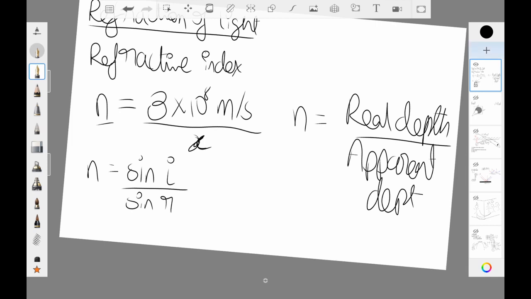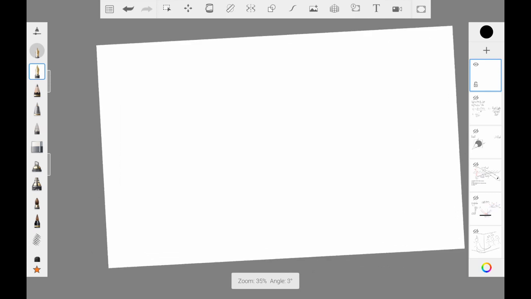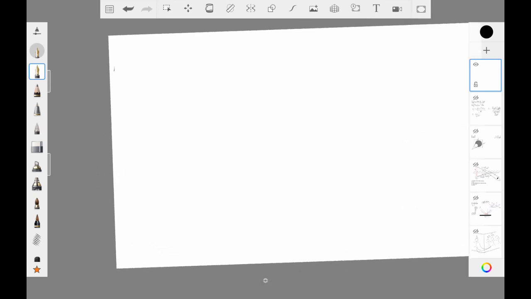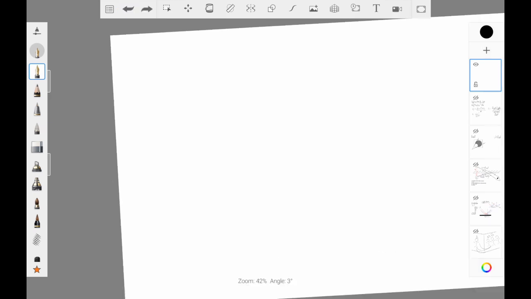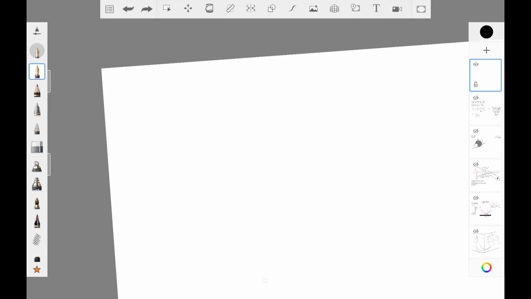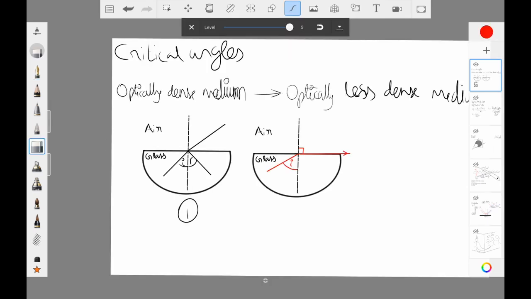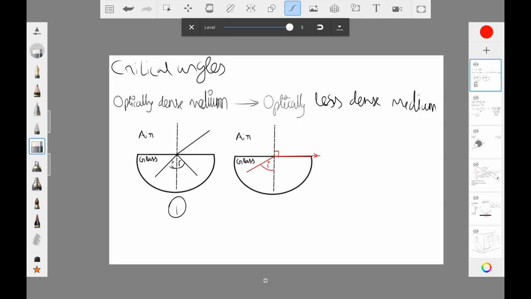Now we can come to the second, more complicated part, which has to do with refraction of light, something called critical angles, and consequently this will also help you learn about something called total internal reflection. Right, so critical angles. Critical angles are only really considered when light is traveling from an optically dense medium such as glass to an optically less dense medium. So if light is traveling from glass to air or from water to air, then you would eventually have to consider the possibility of looking at critical angles.